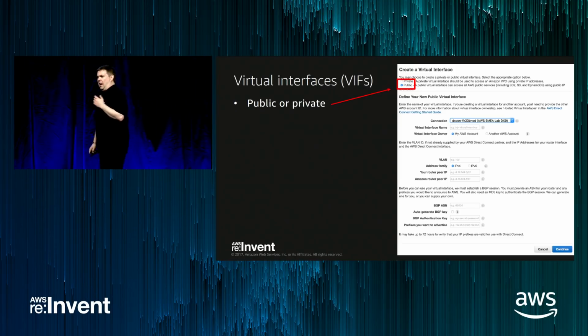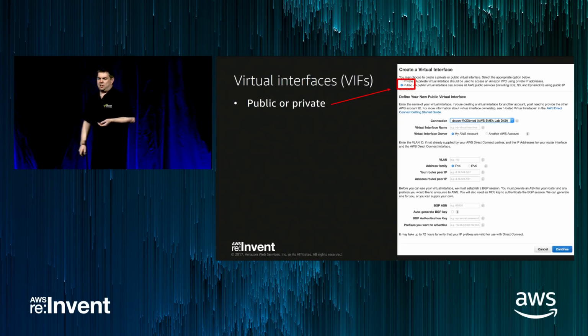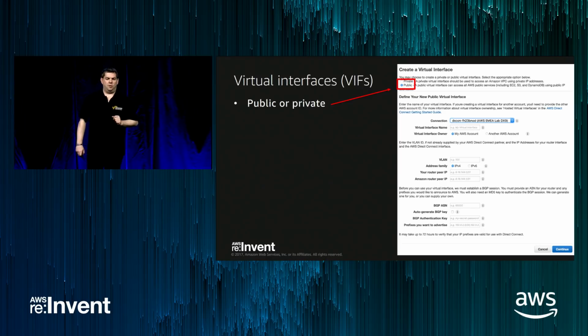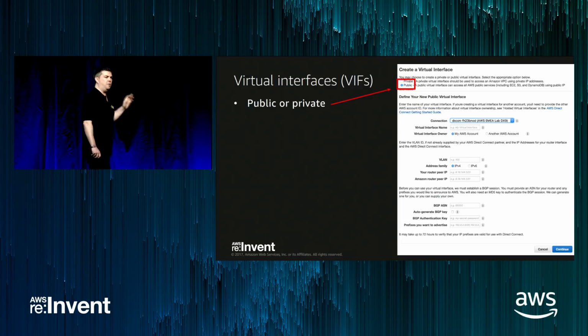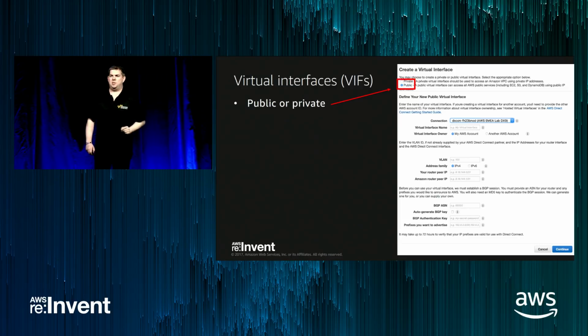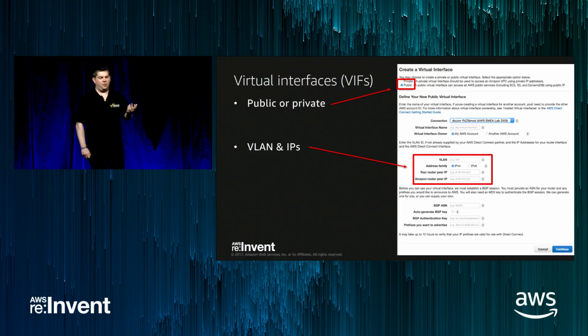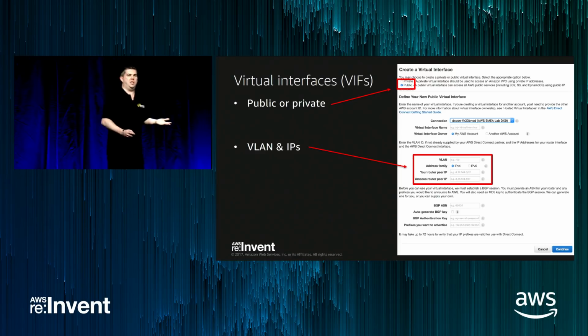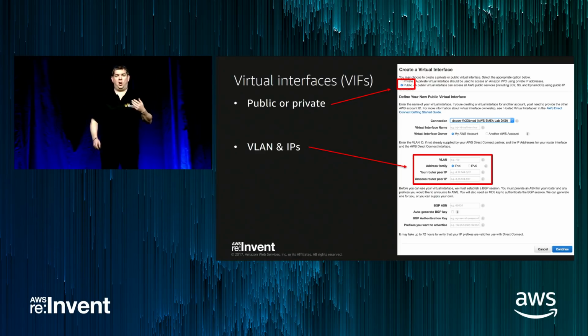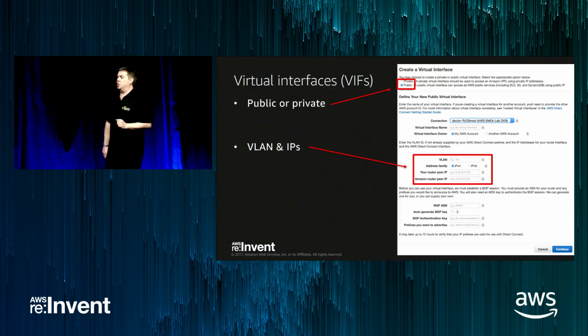So let's look at how you create this virtual interface. Now, this is the screen for creating a virtual interface. And I want to draw your attention right away to the very top of the screen. Quite often people miss this. This is where the choice is made about whether this virtual interface is public or private. So in this example, it's a private virtual interface. But quite simply, we still have to define the same things, whether it's public or private. We're going to define the VLAN that we're using for this particular virtual interface.